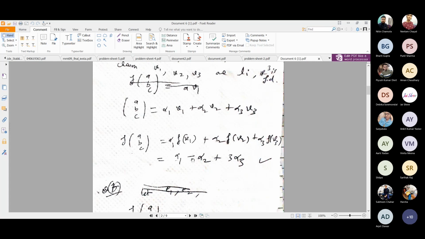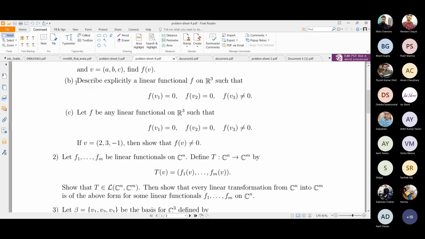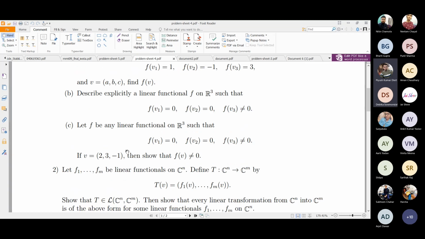Now what about the C part? Now here you can write, okay. So earlier our vector was (a, b, c). The C part is the same (a, b, c) value as B.